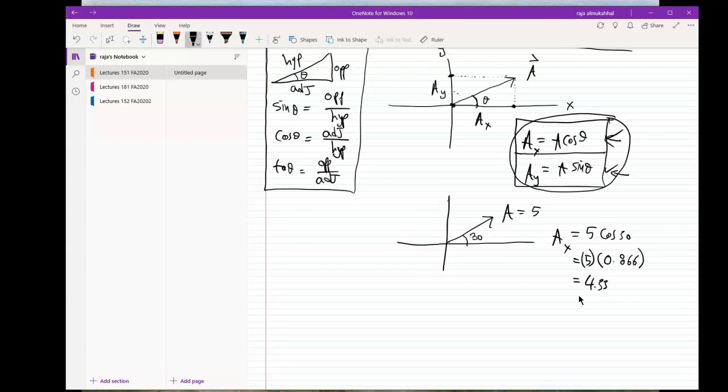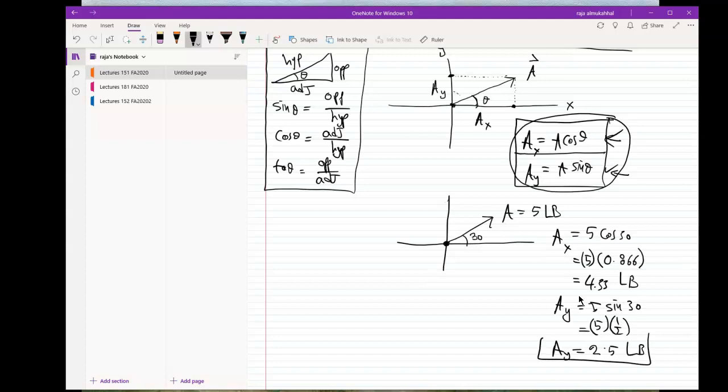Let's assume, for the sake of argument, this is pound. Let's say it's a force and it's pushing on something here, whatever it is. A table. So that will be 4.33 pounds. A sub y is 5 sine 30. I've always memorized sine 30 is half, so that's just half times 5, and that will be 2.5 pounds. And there we go.